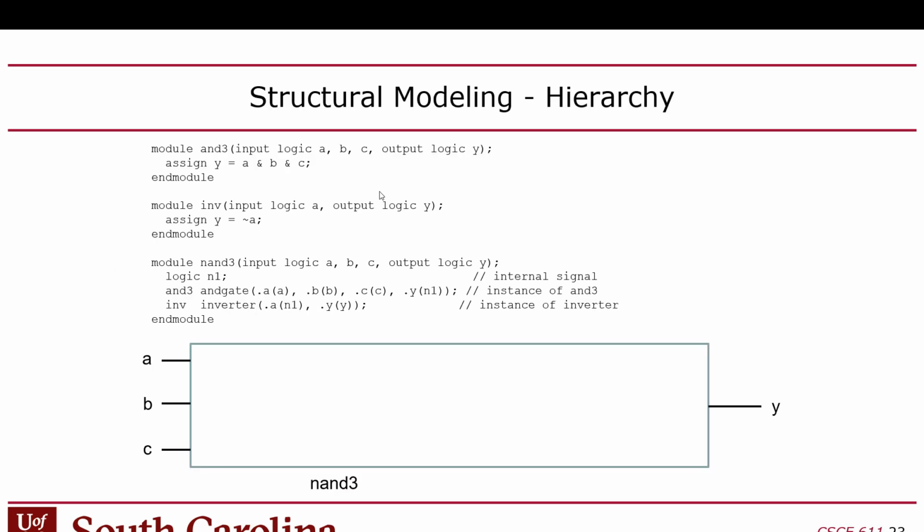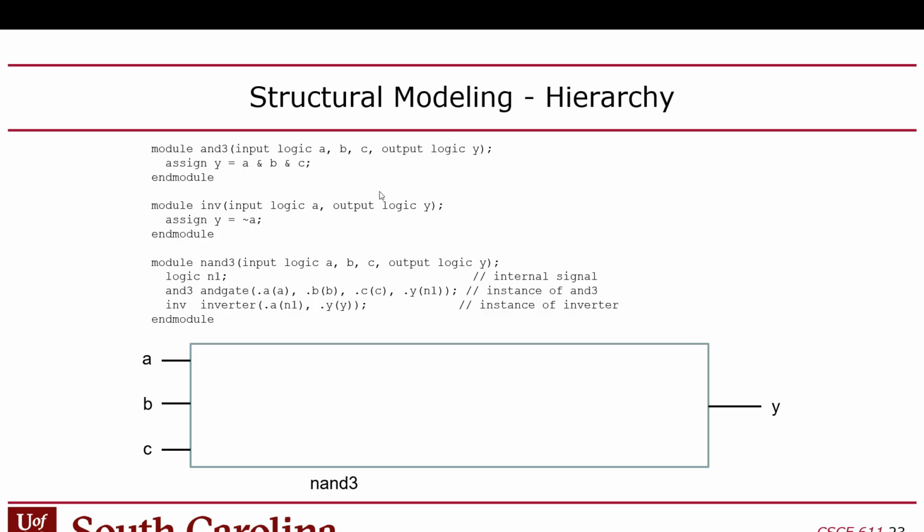Okay, so here's a little bit more of an example. In this case, I've got a module called NAND3. This is purely structural code. Why is it structural? Because all it does is instance other modules and connect them, right? That's structure. Then I've got inverter and AND3. Those are purely behavioral modules, right?